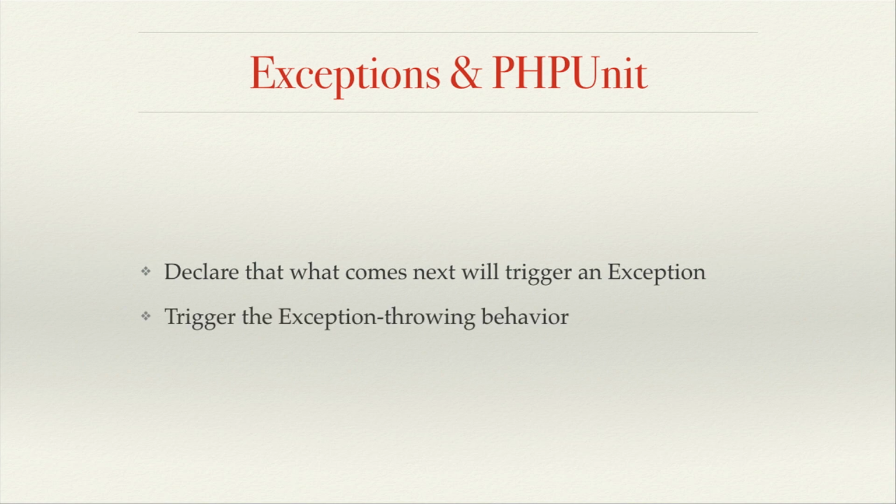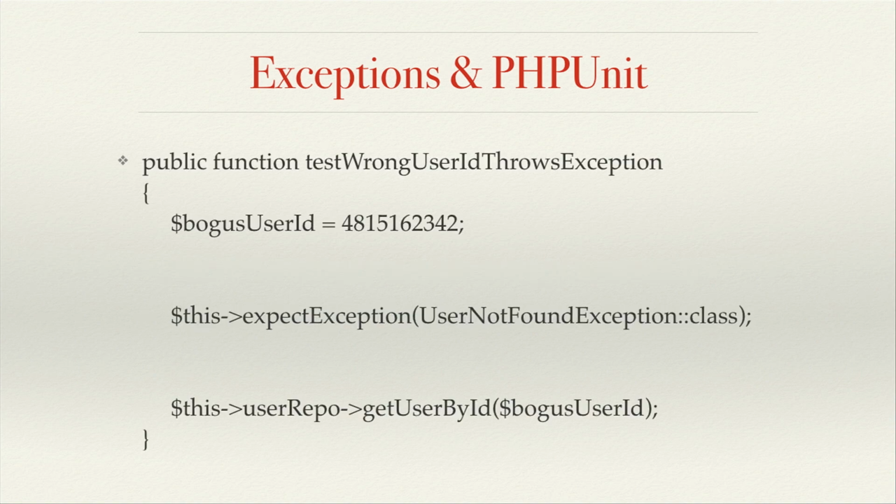What you do is you declare what comes. What you do in PHPUnit is you declare that what comes next is about to throw an exception, and then you trigger the exception-throwing behavior. And it kind of looks like this.